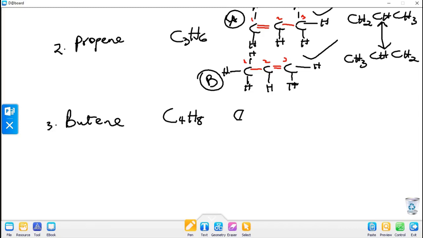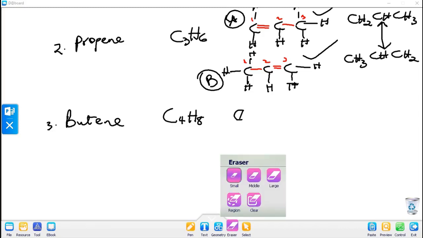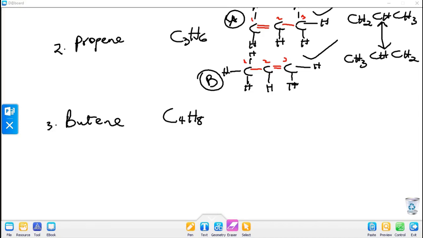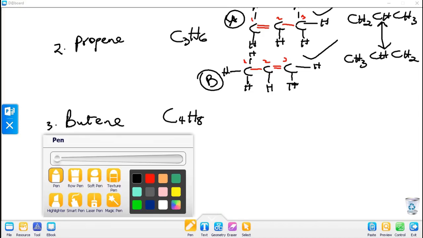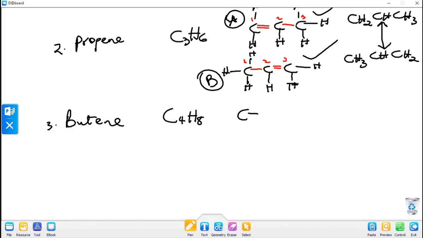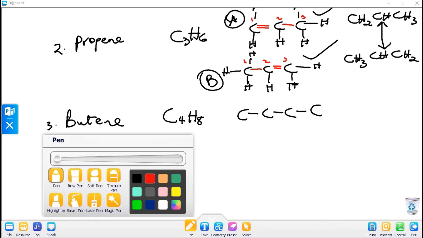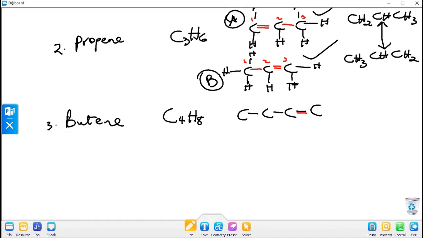Butene has 4 carbon atoms, and I choose to place my double bond there. So I want to place my double bond between, this is 1, 2, 3, 4. So I choose to place my double bond between carbon 3 and carbon 4.